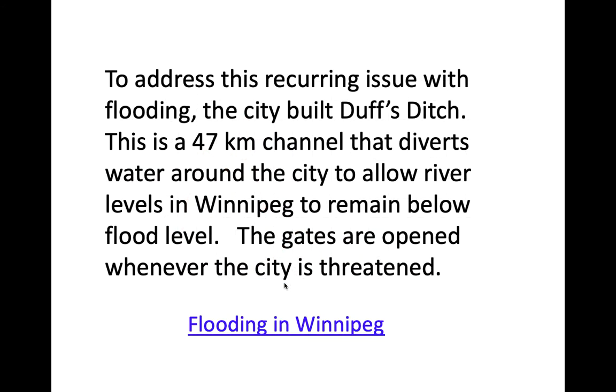So then I looked a little bit more at the issue in Winnipeg. We talked a little bit about the solution that they created, which is basically a big diversion. It's called Duff's Ditch, named after the premier who pushed to have this dug. Basically, it's a 47-kilometer channel that diverts water around the city and allows the river levels in Winnipeg to remain below the flood level so that they don't actually flood the city. The gates are open whenever the city is threatened. And the following video, Flooding in Winnipeg, was one that showed us some images of that. Because this isn't my video, I'm not going to turn it on, but you can also Google it if you're interested in it.